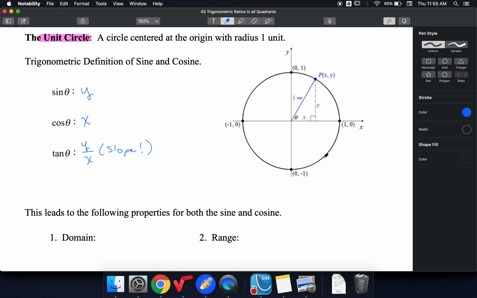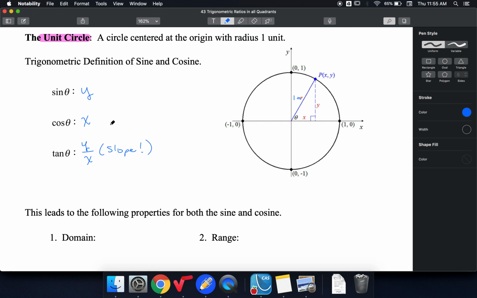All right, so why do we care about this? Well, we care about this because if I know coordinates on the circle, then I also know a sine value and a cosine value. Additionally, if I know where I am in the circle, I know if those values are positive or negative.